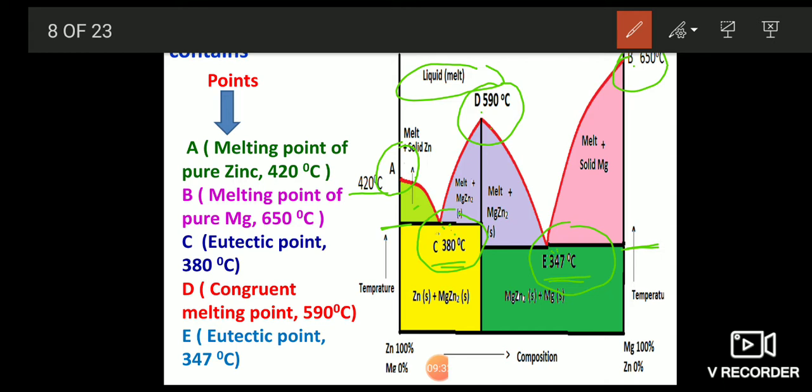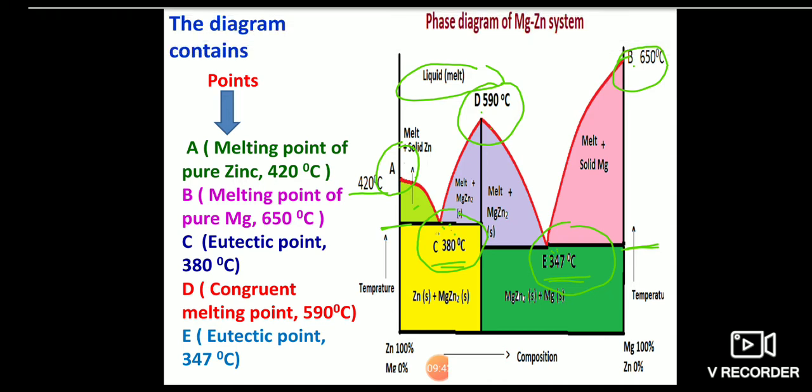And below the eutectic point C, we have one area, yellow. Below the eutectic point E, we have one area, green. So we mainly concentrate on important parts.